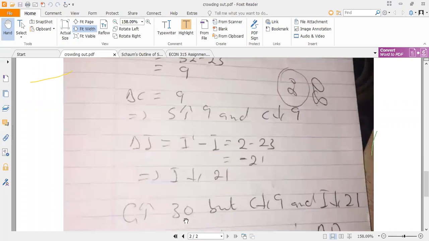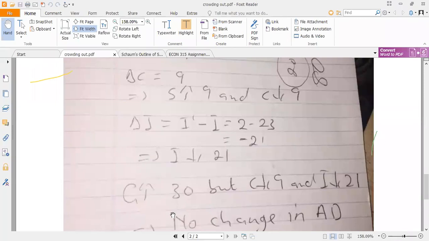Government spending increased by 30. Consumption has reduced by 9. Investment has reduced by 21. So that when you add the fall in investment and consumption, we are getting 30, which is totally crowding out the increase in government spending. Okay, so if you are asked to calculate the crowding out, this is what you do. You look out for the change in investment as a result of the change in government spending, and then the change in consumption, which will work through the change in savings.